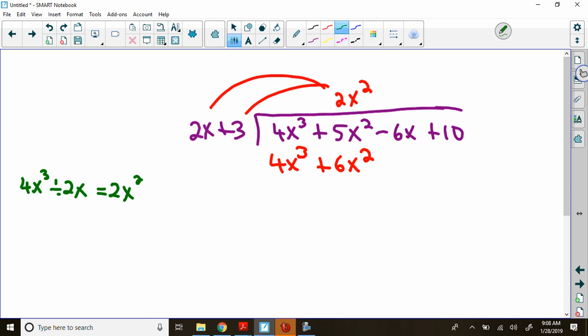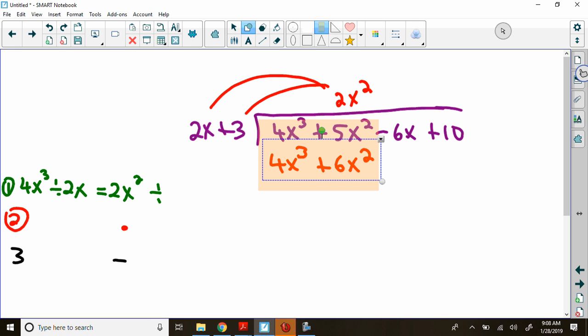So this was my step 1, divide. Step 2, multiply. Step 3, subtract. So to be able to divide a polynomial, you have to be able to divide. You have to be able to multiply. You have to be able to subtract. And a lot of people can't subtract. Not because they are lousy subtractors, but because they don't understand what's going on here.